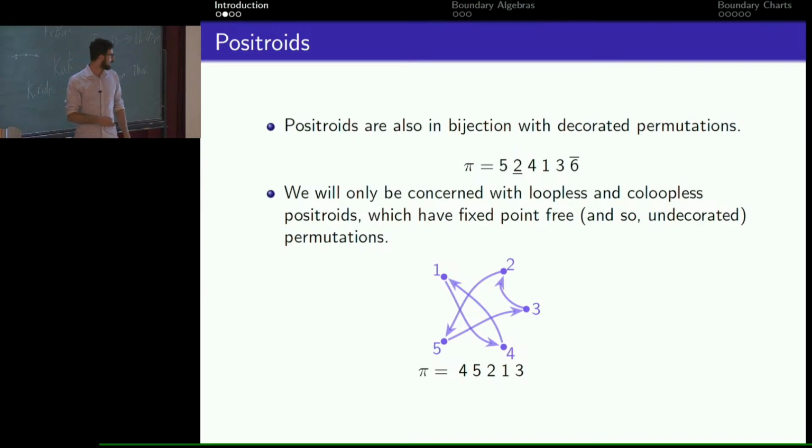And I'm going to represent them primarily in 2 ways. One is going to be in this one-line notation, and the other is going to be as a directed graph with in degree and out degree 1 at each vertex. So in this picture, 1 goes to 4, 2 goes to 5, 3 goes to 2, 4 goes to 1, and 5 goes to 3. And that's exactly the permutation I have down here.